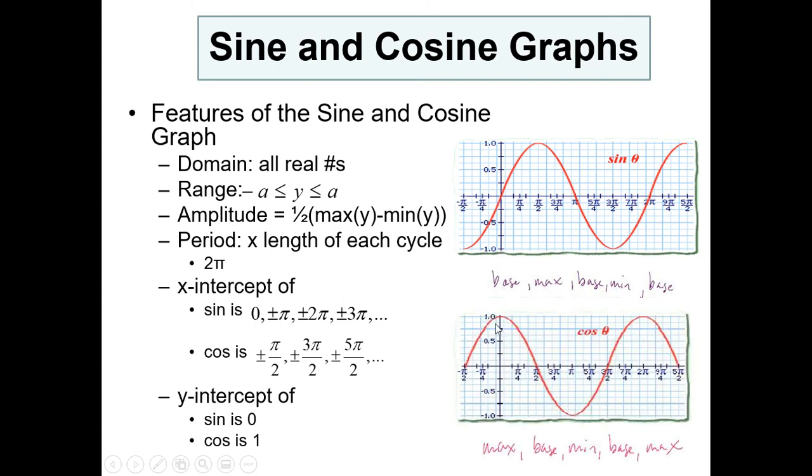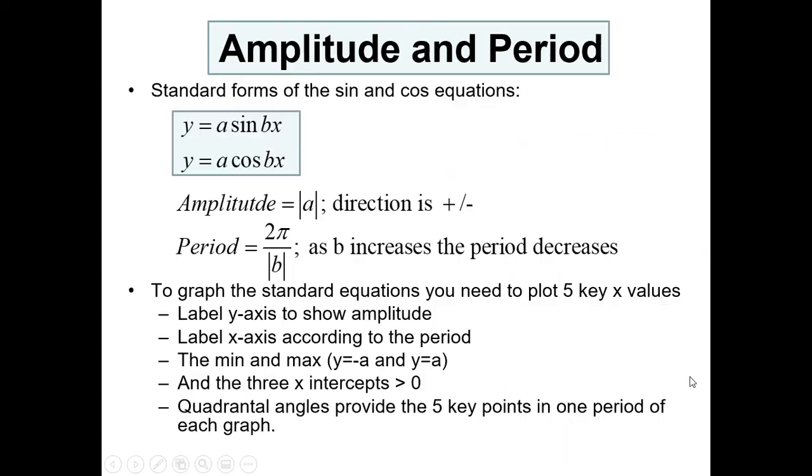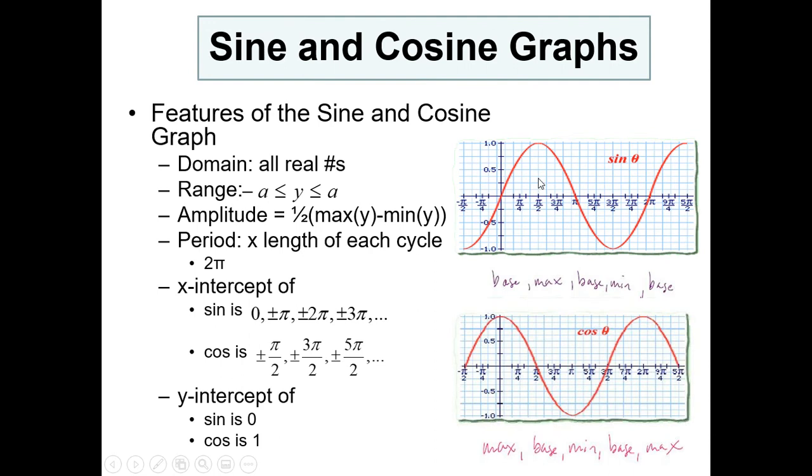Cosine starts at a max, comes down to the base, goes down to the min, comes back to the base, goes back up to the max. So its y-intercept is at 1, and then it's going to cross the x-axis at each pi over 2, 3 pi over 2, oops, sorry, 5 pi over 2.